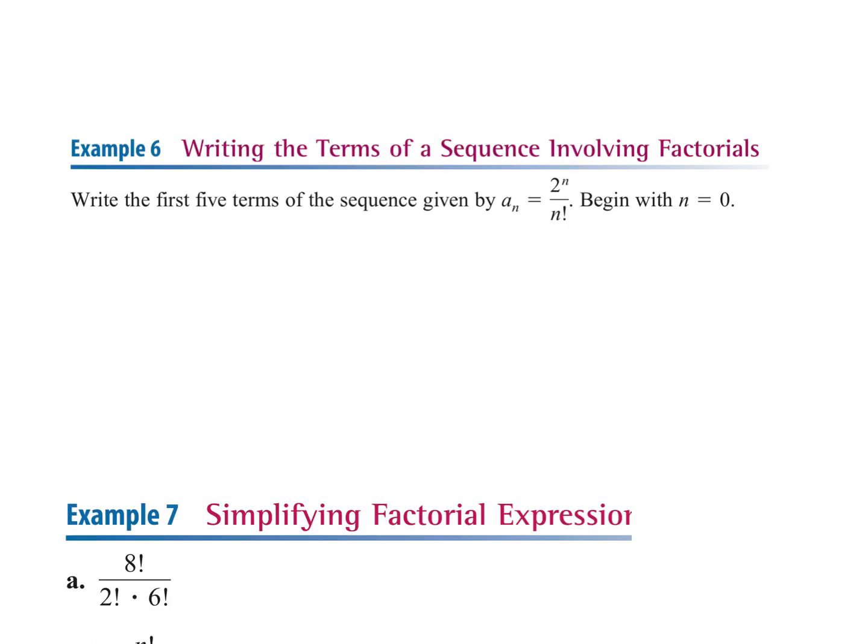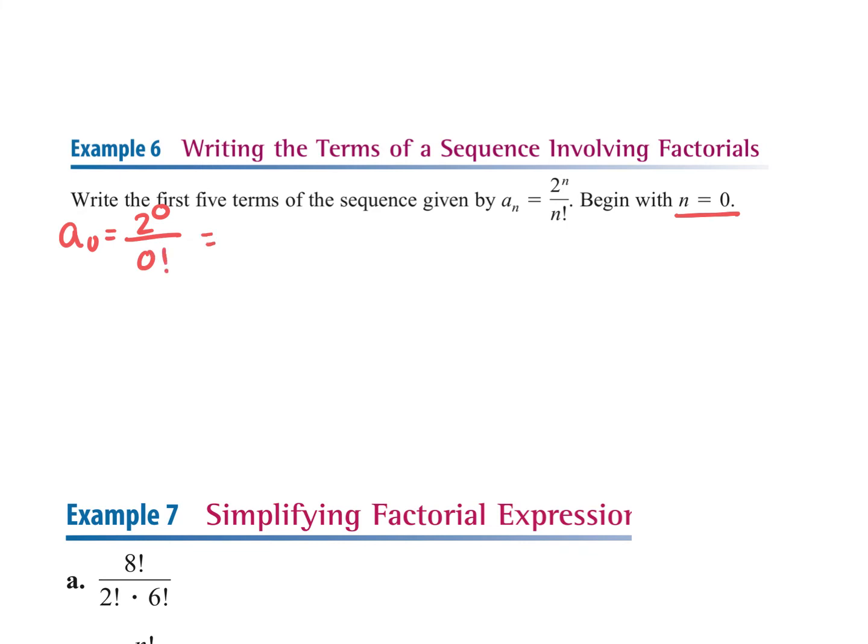So here we're writing the terms of a sequence involving factorials. Write the first 5 terms of the sequence given by a sub n is equal to 2 to the nth power over n factorial, beginning with n is equal to 0. So 0 is going to be our first one. We have a sub 0. This will be 2 to the 0 power over 0 factorial.